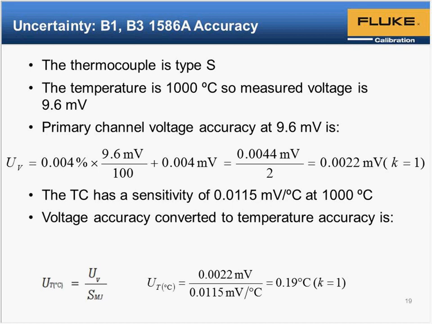So first we take the 9.6 millivolt reading and we apply it to the formula that describes the accuracy of the instrument, which is 0.004% of reading. So take 0.004% multiplied times 9.6 millivolts divided by 100. The 100 removes the percent. And then we add the floor voltage of 0.004 millivolts. Then divide by 2, because the manual tells us that was a k equals 2 spec. And that gives a result of 0.0022 millivolts with a k equals 1.